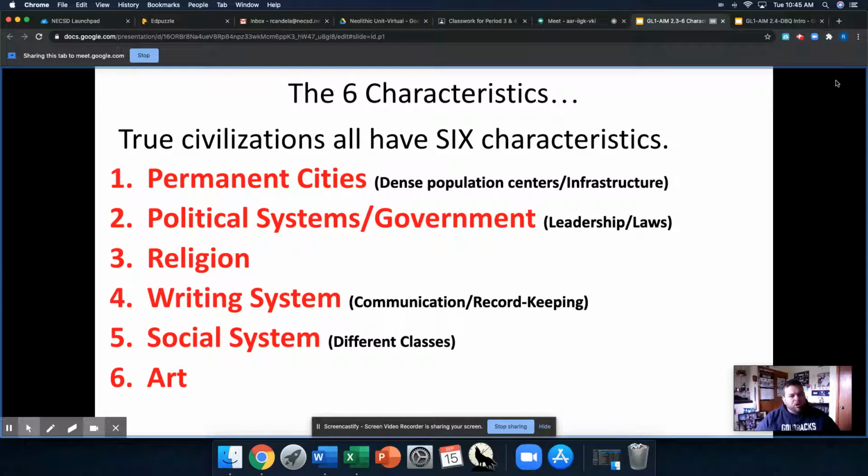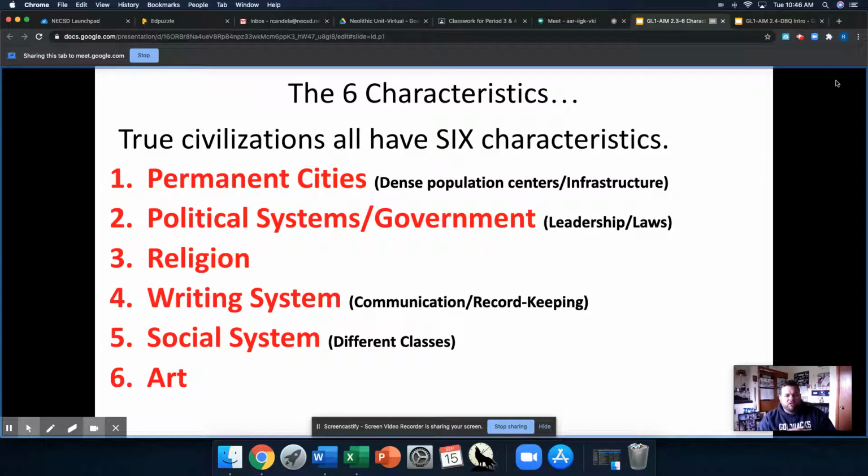Permanent cities. So, this is where we think of dense population centers, okay? Places where people live relatively close together. People just dispersed throughout the countryside are hard to consider a civilization because they could exist independent of each other in little pods. They might not have a ton in common. But the closer people get to each other, the more likely it is that they have things in common, and also infrastructure. When we think of cities, we think of buildings and roads and sidewalks and things like that. It has to have all of those things in order to be considered a permanent city. And if it's a true civilization, it should have permanent cities.